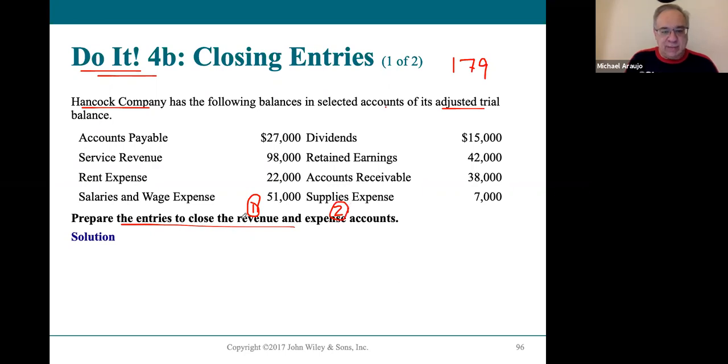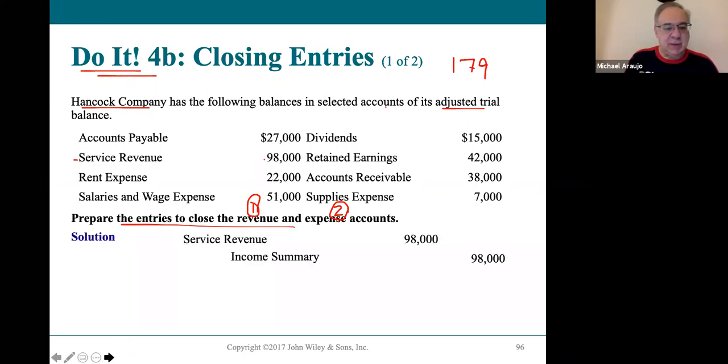So first, revenue. Here's your service revenue account. It's $98,000, sitting in the service revenue account on the credit side. So closing it would mean debiting the service revenue account by $98,000 and moving that temporarily to income summary. And now your service revenue account is closed to zero, ready for the new year.